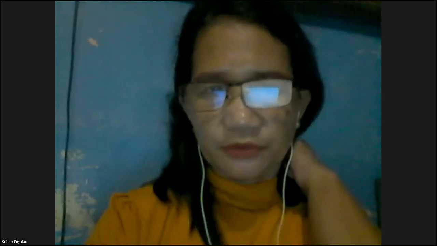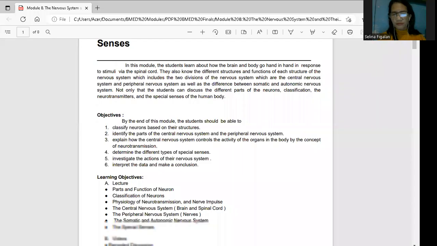The objectives of this module are as follows. By the end of this module, the student should be able to, first, classify neurons based on their structures. Second, identify the parts of the central nervous system and the peripheral nervous system. Third, explain how the central nervous system controls the activity of the organs in the body by the concept of neurons and neurotransmission. Fourth, determine the different types of special senses. Fifth, investigate the actions of the nervous system. I think the sixth part is under the cardiovascular system. I don't know why it ended up as number 6.